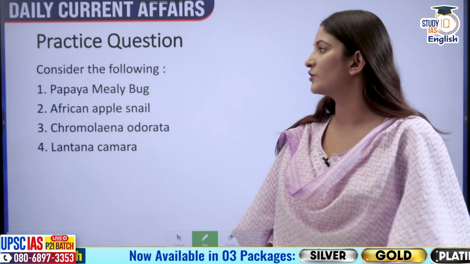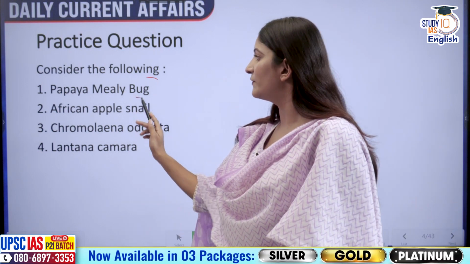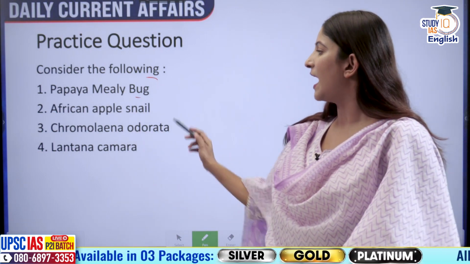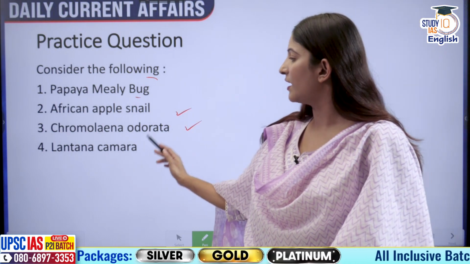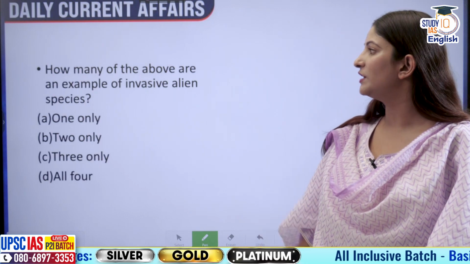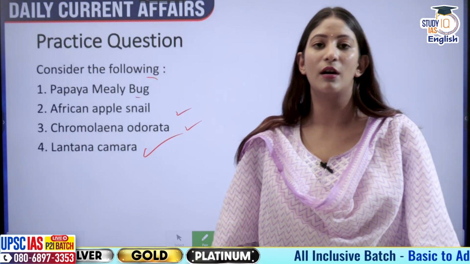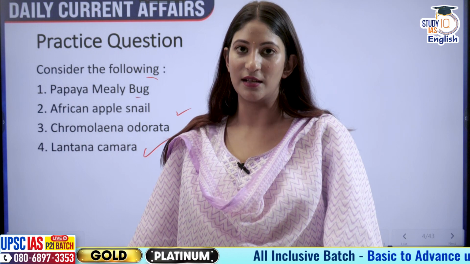These are the various events that we have to talk about today. First, let's talk about this practice question. Consider the following: papaya mealybug, African apple snail, Chromolaena odorata, and Lantana camara. How many of the above have been an example of invasive alien species?